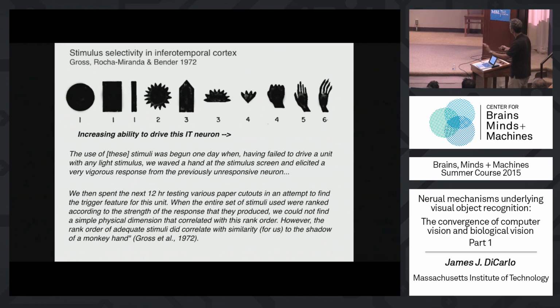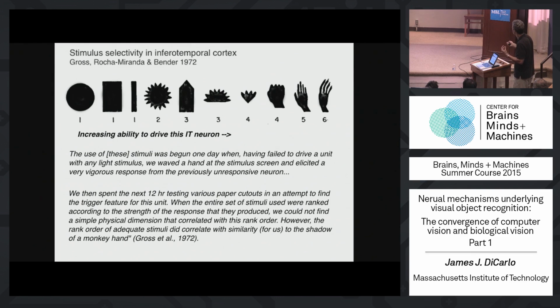So single neuron, they're recording, listening to the spikes. "We spent the next 12 hours testing various paper cutouts in an attempt to find the trigger feature." So you can see that's a Hubel and Wiesel idea. What makes this neuron go? What's the best thing? That's sort of become what a lot of the field spent time doing. Trigger feature for this unit.